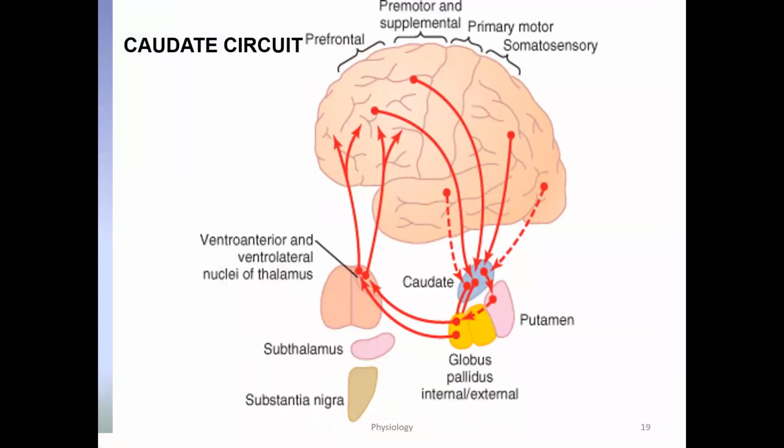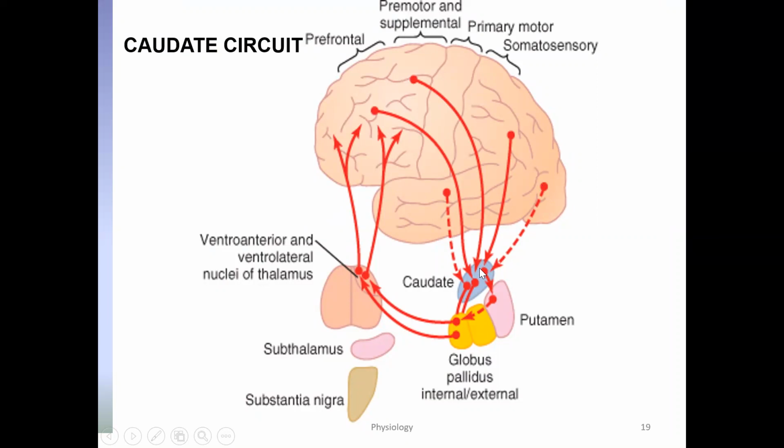Then the second is the caudate circuit. The major difference between the caudate circuit and the putamen circuit is the input. In the putamen circuit, the input is mainly from three areas: the primary motor area, supplementary motor area, and the somatosensory area. While for the caudate circuit, the input is throughout the cortex, sensory and motor cortex, starting from the frontal lobe up to the occipital lobe. That is the frontal lobe, parietal lobe, and occipital lobe. So throughout the cortex there is an input.